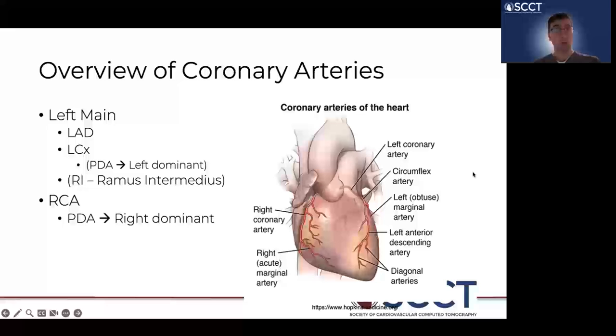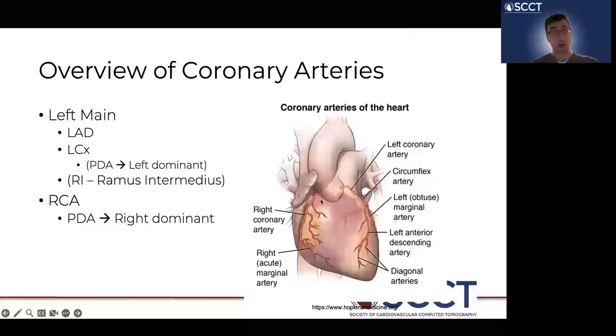Now to review our coronary anatomy. There are 2 main coronary arteries that come off of the aortic root. There's a left main, which comes off of the left coronary cusp, pictured right here. The left main normally bifurcates into the left anterior descending artery, which courses in the interventricular groove in between the RV and the LV on the anterior surface of the heart. And then the left circumflex, which courses in between the left atrium and the left ventricle and wraps around the back of the heart, as you can see here.